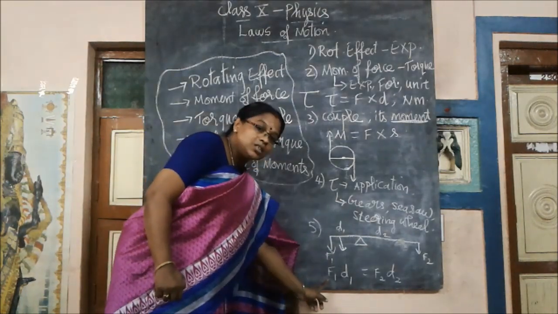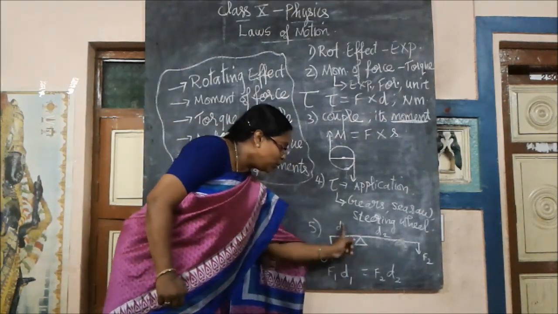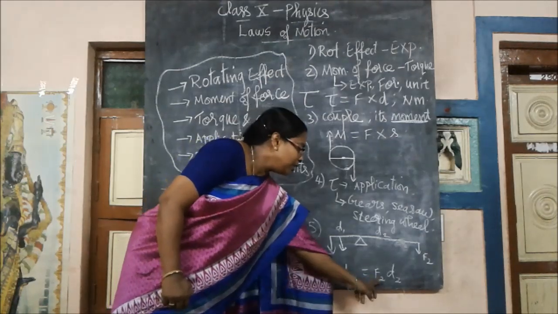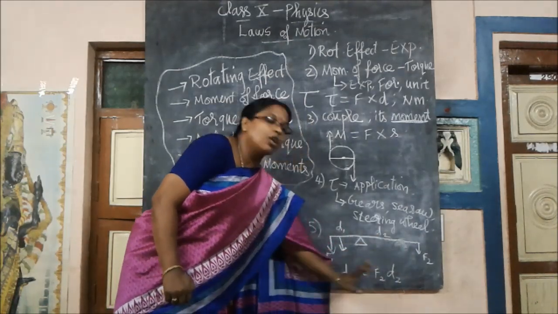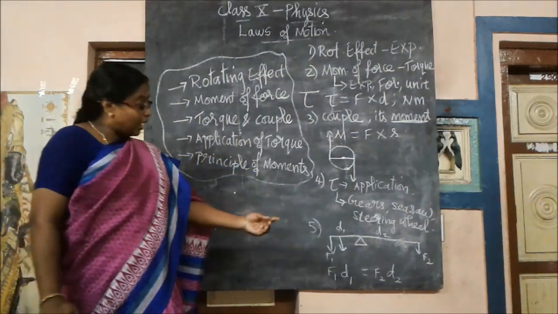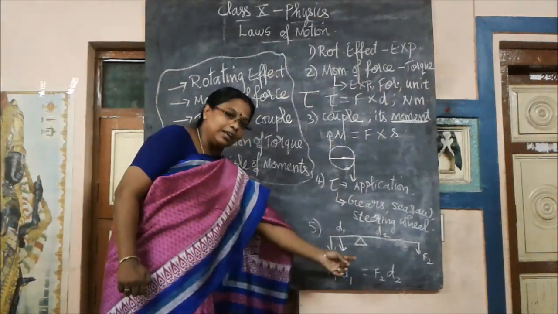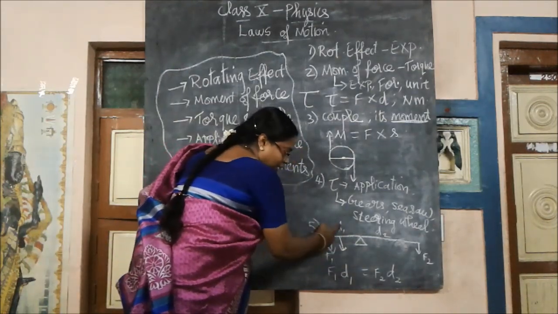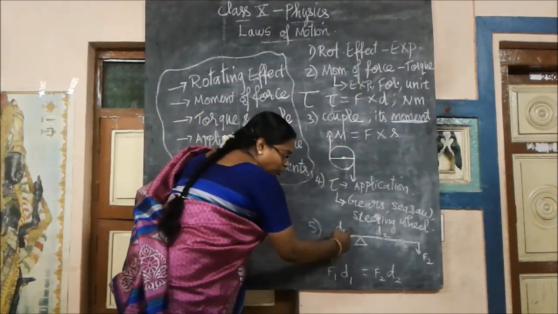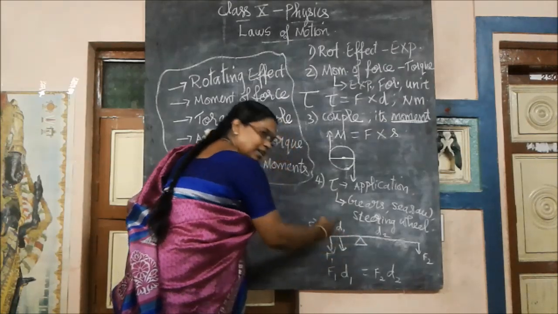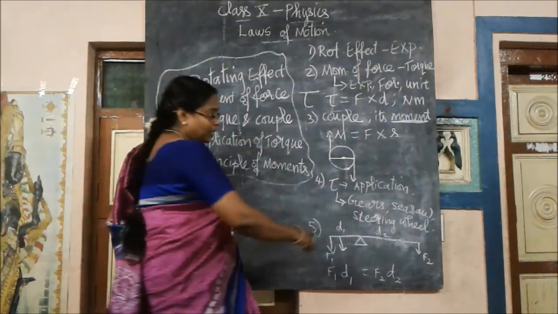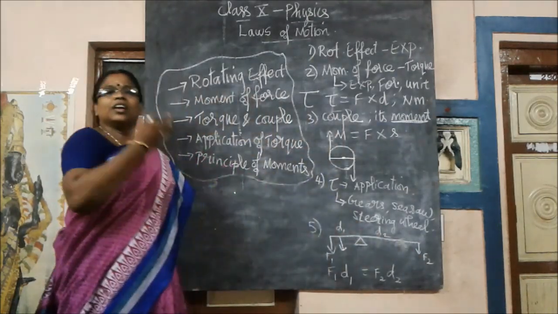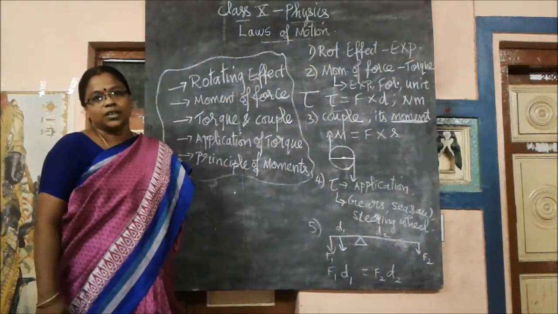So this is F1 D1, the sum of anti-clockwise moments. Here F2 D2, clockwise moments. Here as it is only one force, I did it like this. Here if there are two forces, F1 D1 and here F2 and this distance can be taken as D2, and here this can be taken as F3, F4. Like that we can go on adding the forces and the distances.